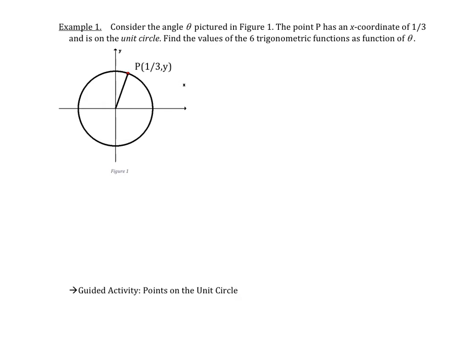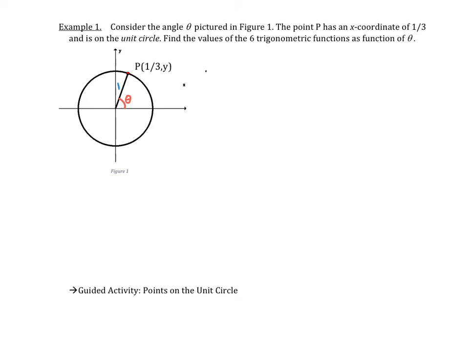So let's look at an example. We have an angle theta that's pictured in figure 1, and I haven't actually drawn the angle on there. That's up to us to figure out. We can figure out that the angle is actually right here, and we have a point P that has an x-coordinate of 1/3 and it's on the unit circle. So that means that the radius and the hypotenuse are 1. We need to find the values of the 6 trigonometric functions as a function of theta.